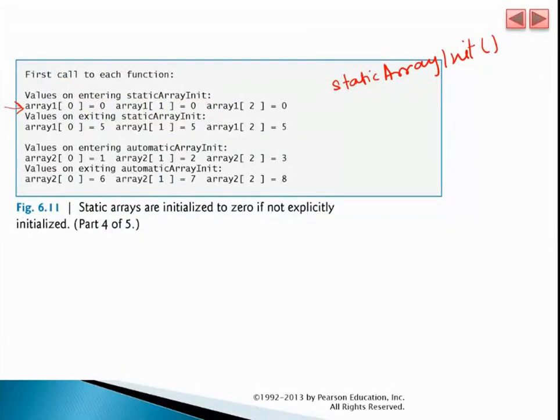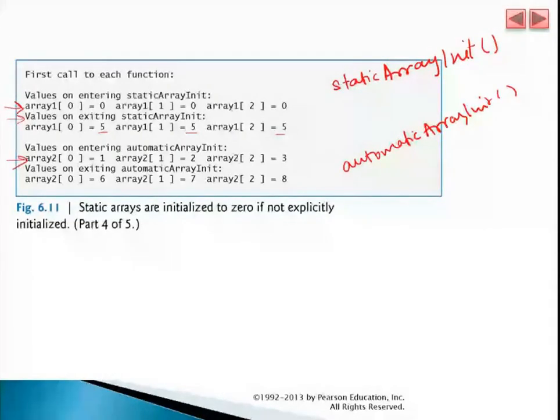Okay, and then what happened in the second line? What we are doing is we are changing the value, we are adding 5 to each element, and therefore all the values will become 5. Okay, similarly when our automatic array init gets called, this line will get printed.